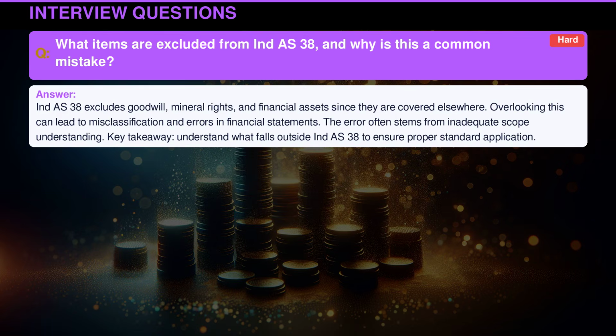Indian Accounting Standard 38 excludes goodwill, mineral rights, and financial assets since they are covered elsewhere. Overlooking this can lead to misclassification and errors in financial statements. The error often stems from inadequate scope understanding. Key takeaway: understand what falls outside Indian Accounting Standard 38 to ensure proper standard application.